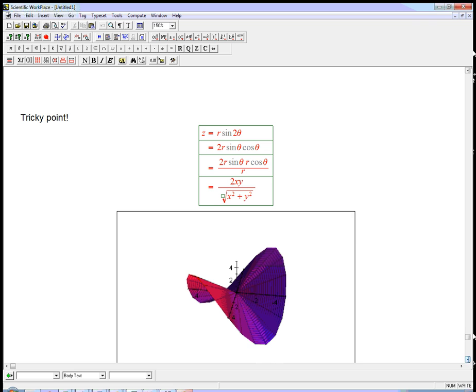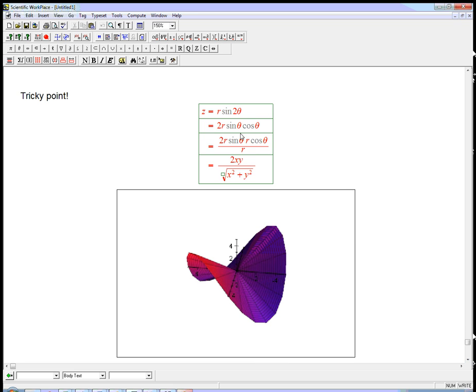Okay, here's the tricky point. So here I've got a graph of a very funky function. I first put it in polar. It's r sine 2 theta. Z equals r sine 2 theta. So I take a point in the plane, and I don't express it in Cartesian. I express it in polar. And then I calculate the polar r and sine of 2 times the polar theta.